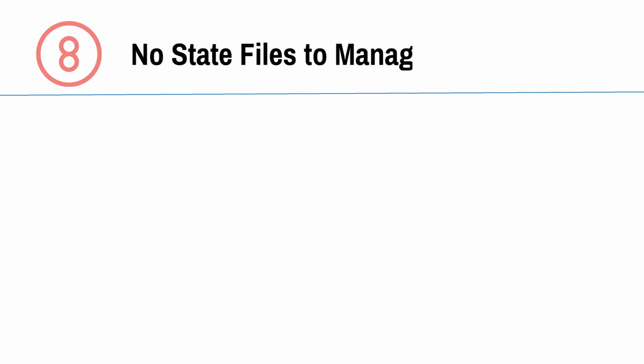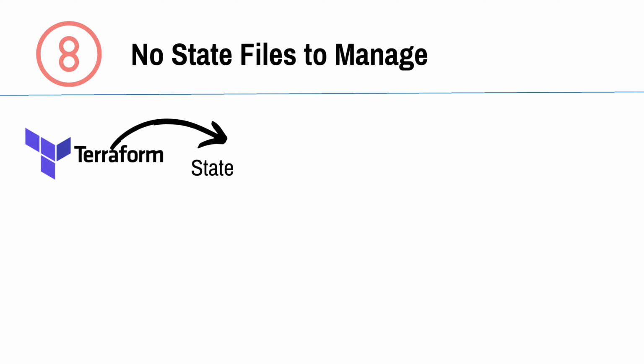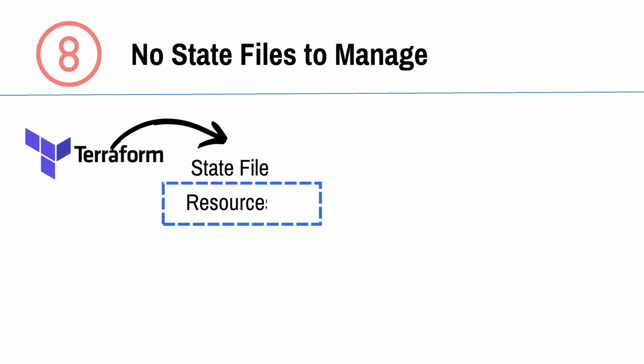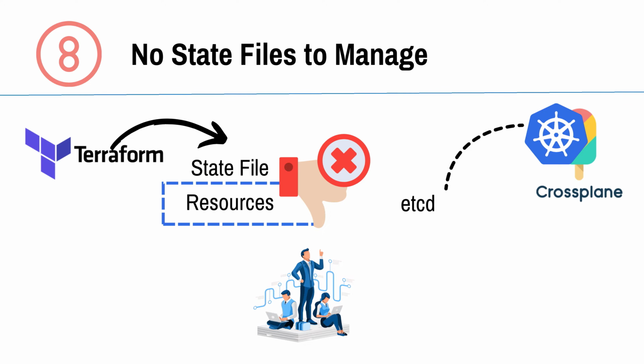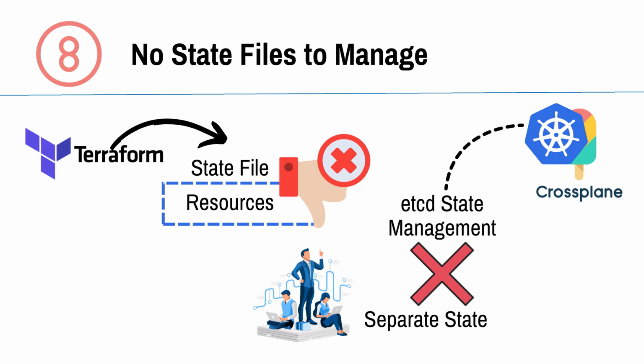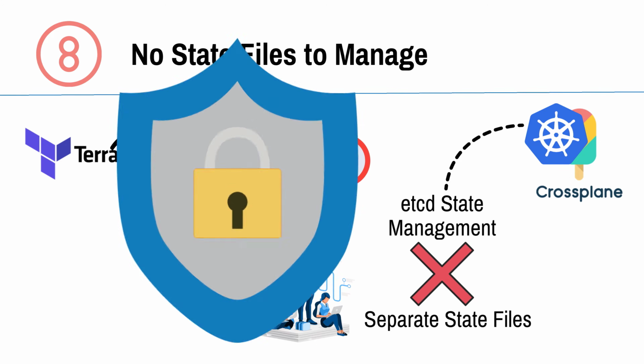The eighth advantage is no state files to manage. Terraform uses state files to keep track of resources, which can become a point of failure if not managed carefully. Crossplane, being a Kubernetes add-on, relies on Kubernetes etcd for state management, eliminating the need for separate state files and having to secure your state file.